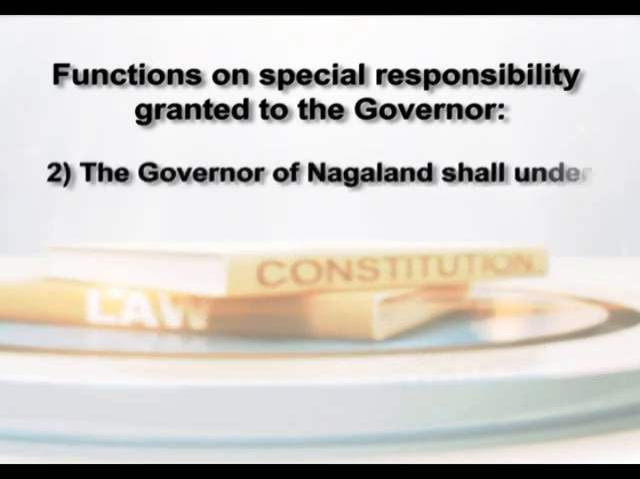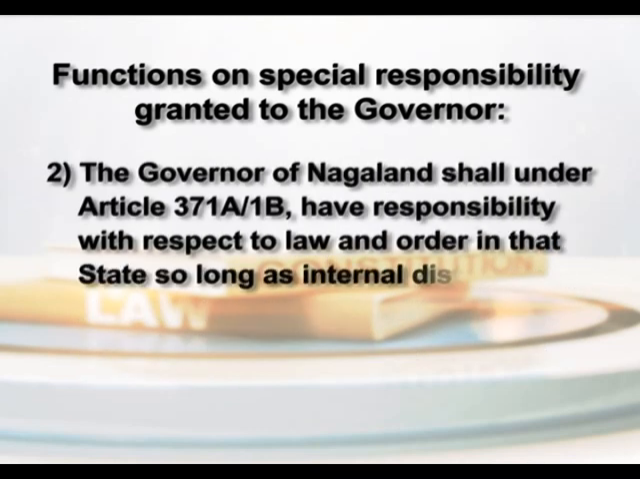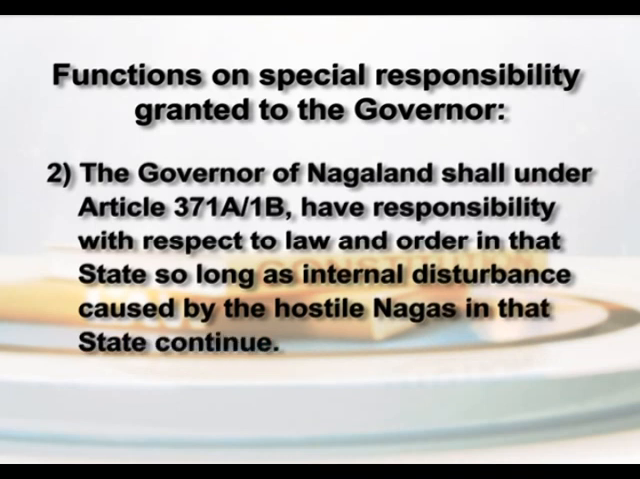Secondly, the governor of Nagaland shall, under Article 371A(1)(b), have responsibility with respect to law and order in that state so long as internal disturbances caused by the hostile Nagas in that state continue.